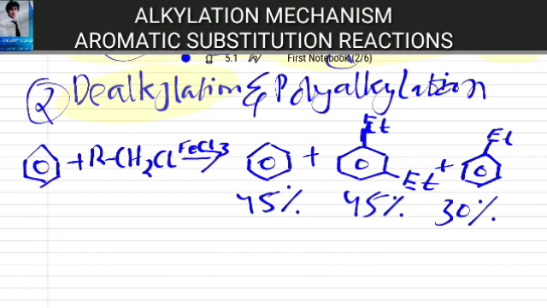First of all, dealkylation is the return of the benzene ring if we react it with RCH2Cl. Polyalkylation means the attachment of one or more alkyl groups to the benzene ring. In this way we get our product at only 30%.